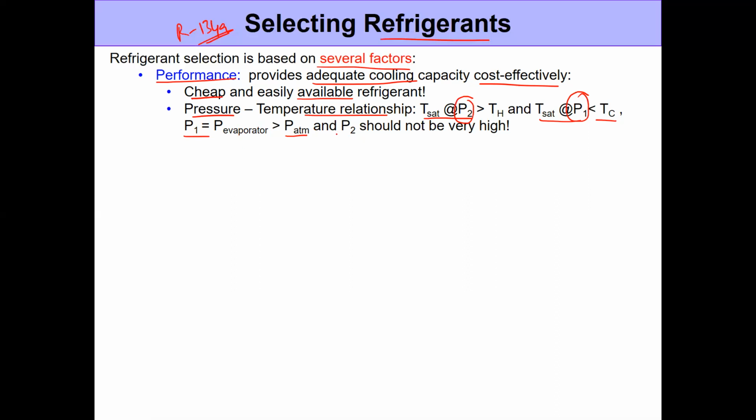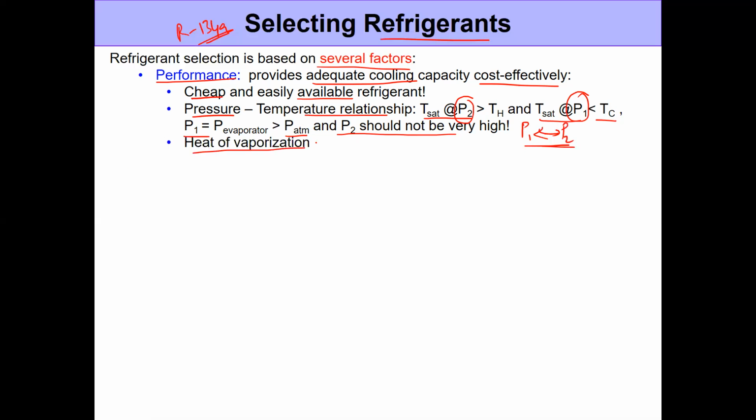The other thing is we want to try and ensure that P2 is not very high, right? So we said the saturation temperature at P2 should be greater than TH. Well, we can always play around and keep pumping it to higher and higher pressures until we reach that, right? But we want to have a refrigerant whose P2 is as small as possible, right? So if the difference between P1 and P2 is small, if P1 and P2 are closer together, then the compressor work input is smaller, which is what we always want.